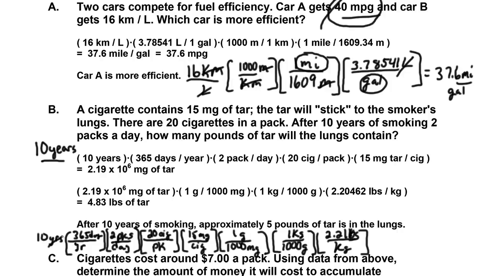Now look at that. The years, the days, the packs, the cigarettes, the milligrams, the grams, the kilograms. You see, every one of these, it seems like a complicated problem, but when you just write it all out, once you know the conversions and you just flip the ratios one way or the other, then you can solve the problem really easily. So all you have to do is flip the ratios.